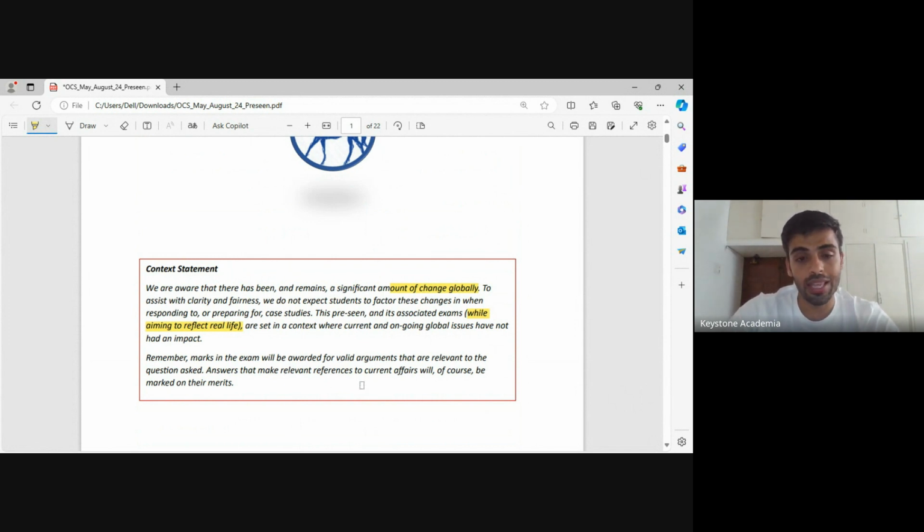However, if you want to say that certain arguments, certain examples, yes, that is good. If you are giving valid arguments that are relevant to the question asked, you will get marks to refer to it. But still, don't get carried away with it, or don't just include that in every question. Okay.